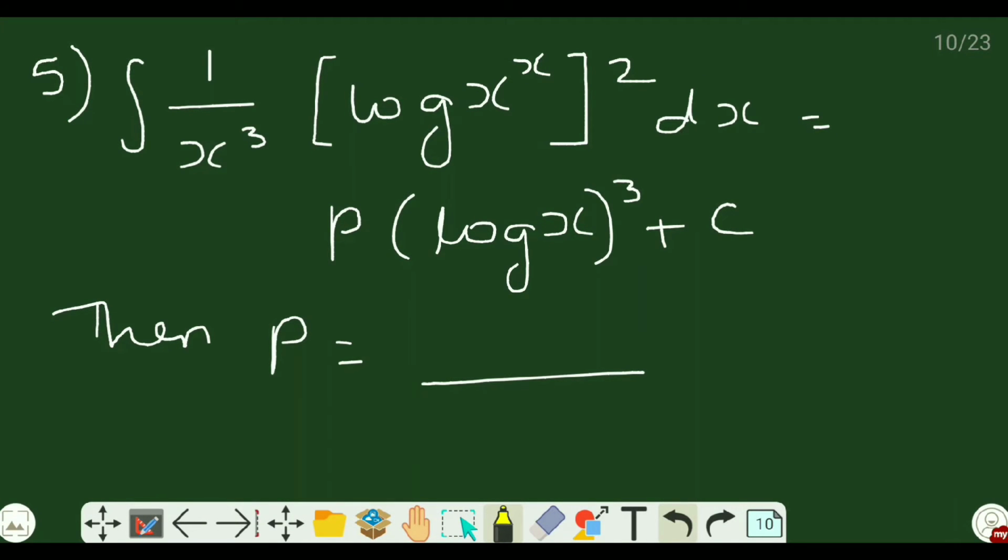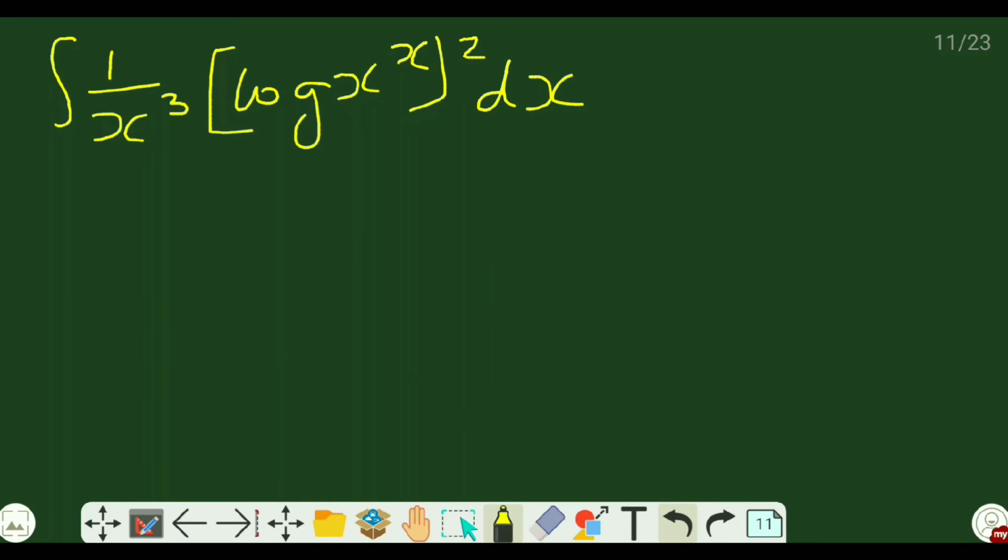In the fifth question, the question is the integral of 1 upon x cube into log x raised to x the whole square dx is equal to p log x the whole cube plus c. Here you are supposed to find the value of p. Okay. Now, after writing the question, observe this log x raised to x. Whenever the log term is raised to a particular power, the power can be written on the left hand side of the log, that is the power can be multiplied to the log, and it will mean the same thing actually. This we have already learned in the lesson on derivatives when we carried out logarithmic differentiation.